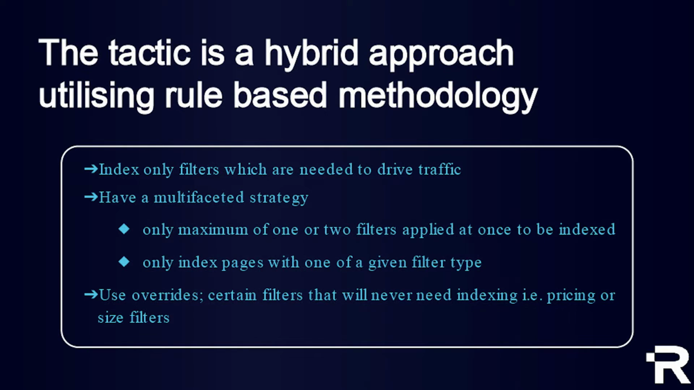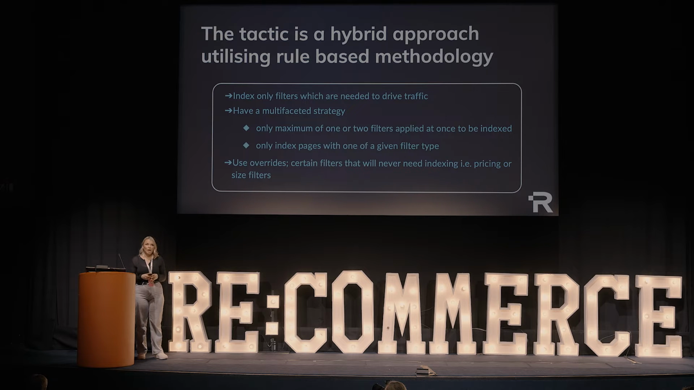So only index filters that are needed to drive traffic organically in the SERPs. Having a multifaceted strategy, so maybe you want to have it where only one filter applied at any one time will trigger an indexable page. You might want to go up to 3 potentially, depending on your product range. It might even be more if you've got a huge website, but as a rule of thumb, it'll probably be between 1 and 3.